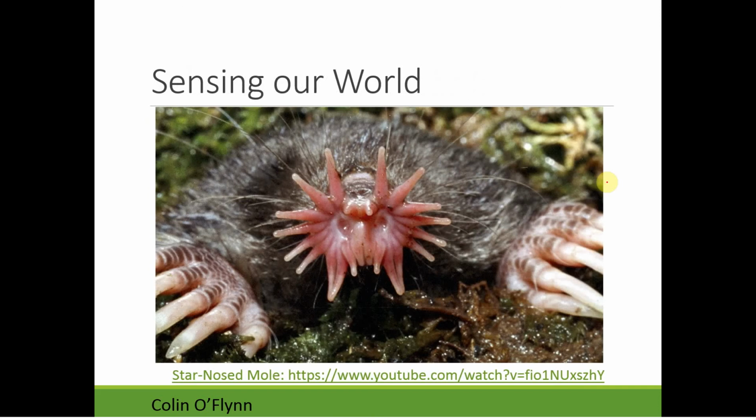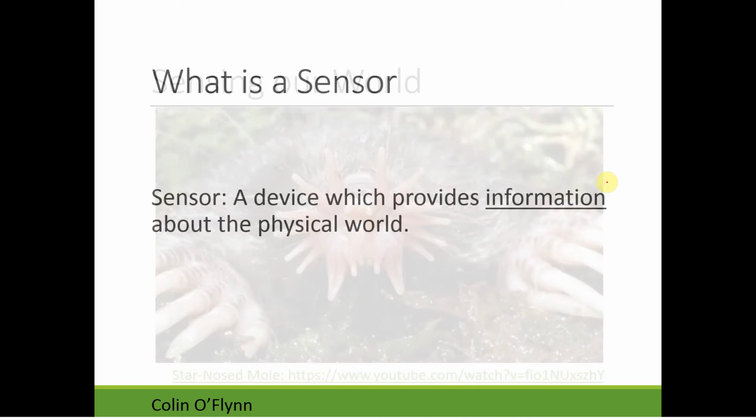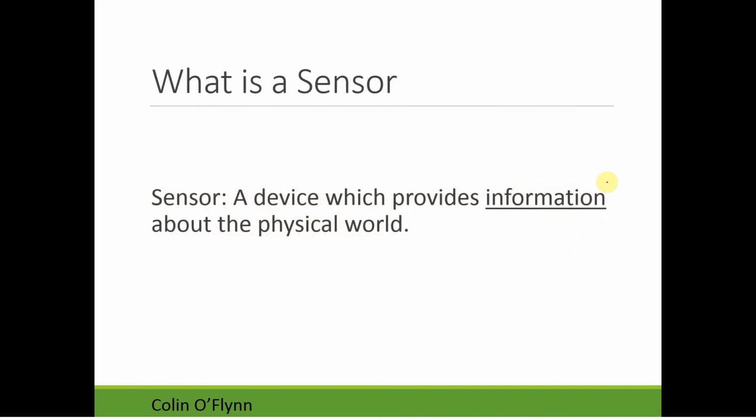So, sensing your world. This is the star-nosed mole, one example of various types of sensors. This is a head-on view of it, and if you want, you can watch a little video about it. It's quite interesting. There are all sorts of biological sensors, and when we're dealing with the robot, we're going to be looking at equivalents of that. So it's worth having some common terminology, because whether it's biological or electrical, a lot of the same principles and thought process apply.